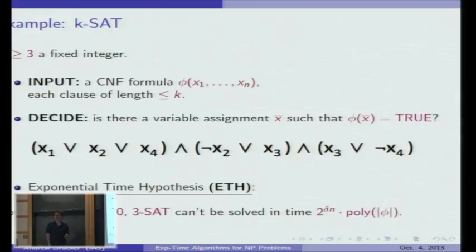So here's one way you can state the ETH. It would say that for some sufficiently small delta, there's no algorithm for this 3-SAT problem, where k equals 3, which runs in time 2 to the delta n, times some polynomial overhead in the size of the formula. So the naive exhaustive search would take 2 to the n times size of phi, and this says you can't do too much better than that. But again, it doesn't specify what this delta should be. Okay, so that's the problem.